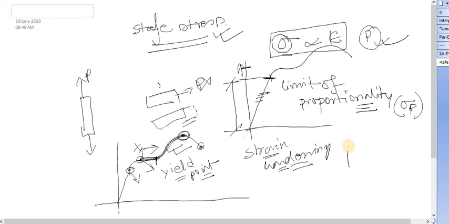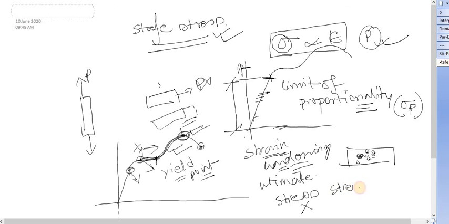What happens after yielding of the material? Again the molecules or particles get rearranged. Okay, and due to this rearrangement, they again acquire some strength. That's why it is known as your strain hardening. Clear? Due to this strain hardening, they reach a maximum level of point, and this is known as your ultimate strength, not stress. Okay, ultimate strength.